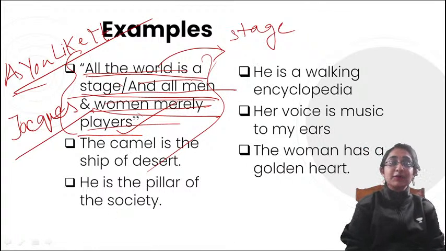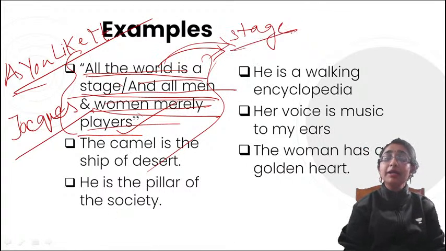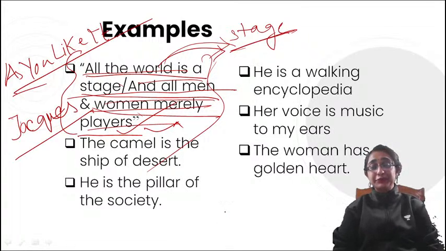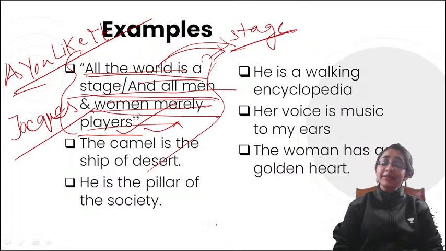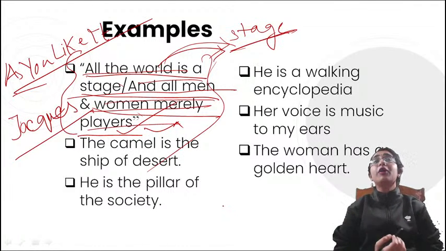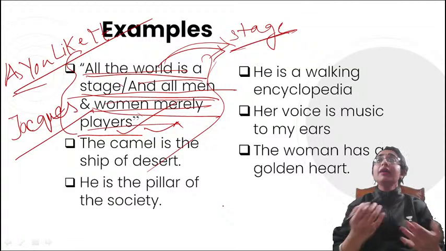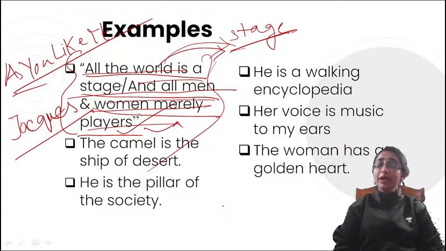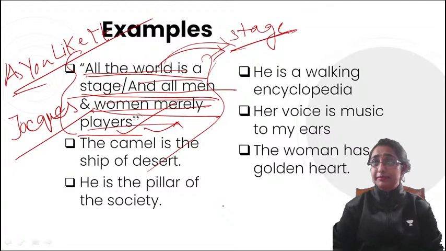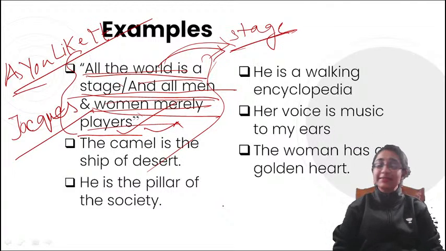Okay, so world is compared to a stage and all men and women merely players means all men and women are actors. So what is Jacques trying to say? Jacques is trying to say that the whole world is a kind of stage and we all people are part of the acting group. And we all have come after assigning some sort of roles. We will perform our roles and after our performance we will leave from the stage. So that is the point of comparison.